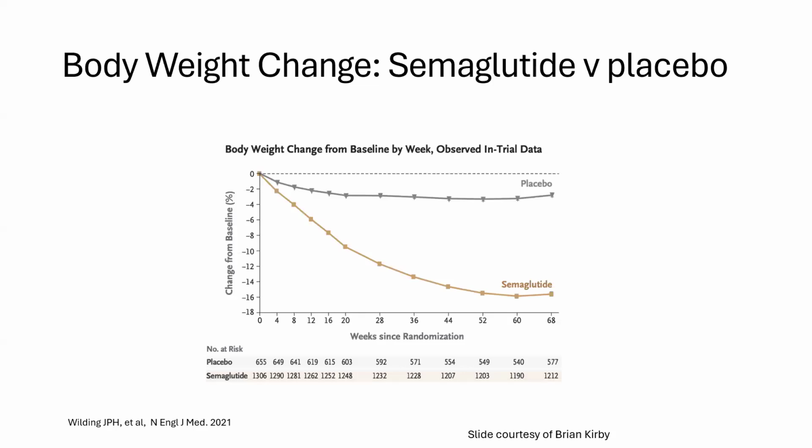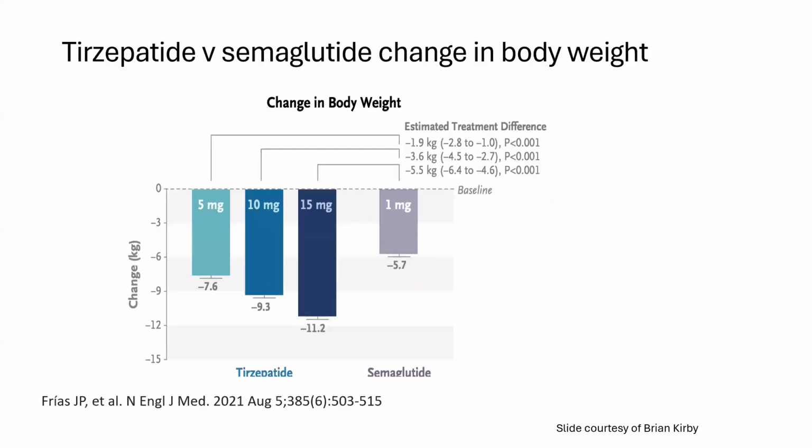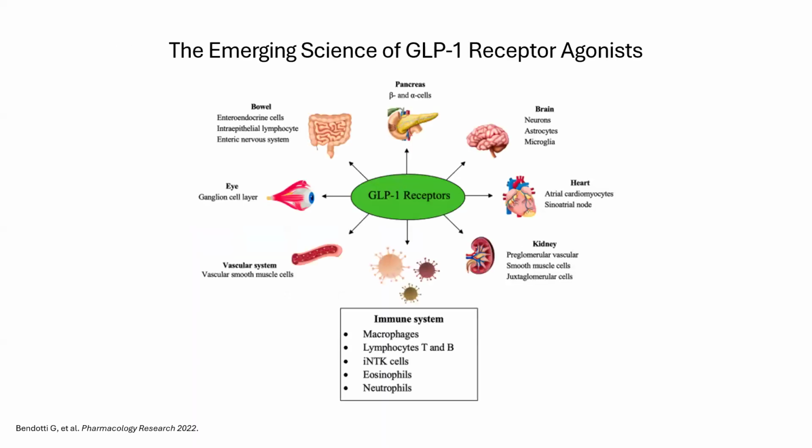So as it turns out, and this just shows that it works, significant amounts of weight loss occur over the course of half a year, and more so with this dual medicine, tirzepatide. Now we're learning that these medicines have immune moderating effects. There are receptors on various cells in our immune system, macrophages, lymphocytes, and so on.